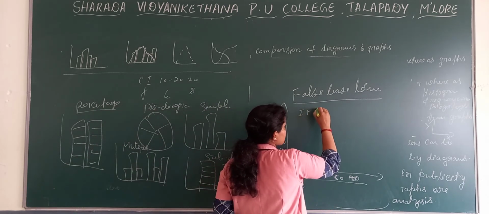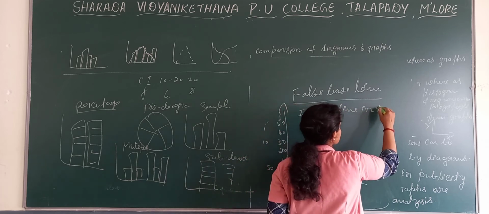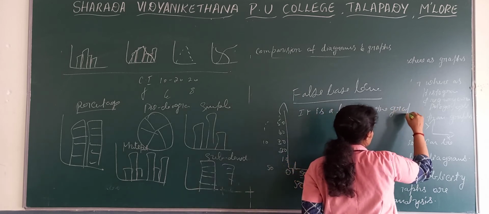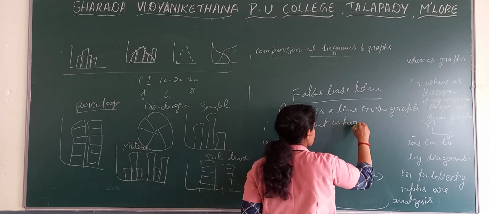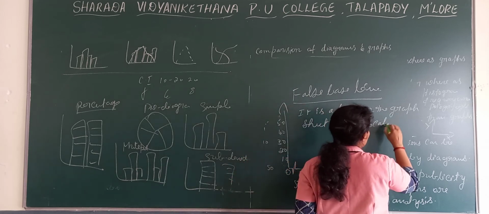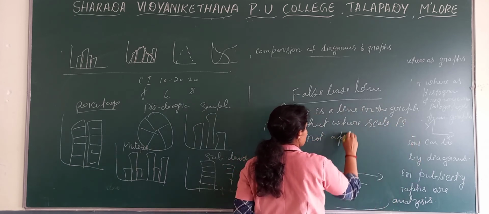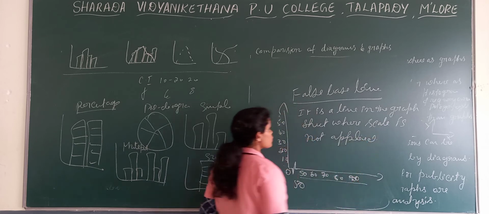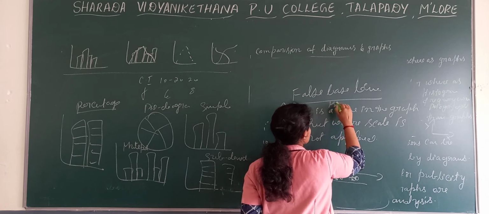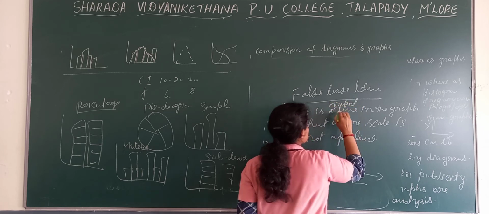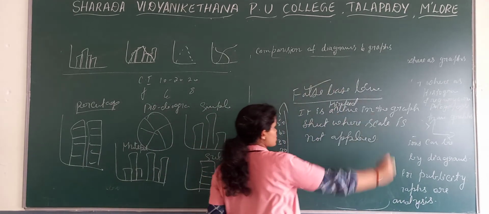So what is false base line? It is a line in the graph sheet where scale is not applied. Or else you can write it's a kinked line in the graph sheet where scale is not applied. That we call false base line.